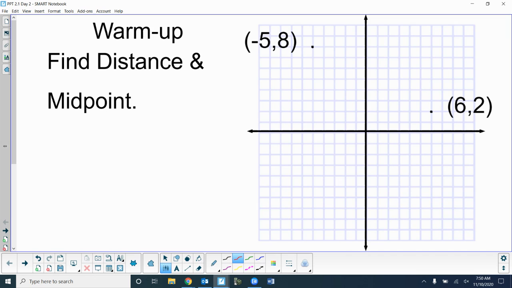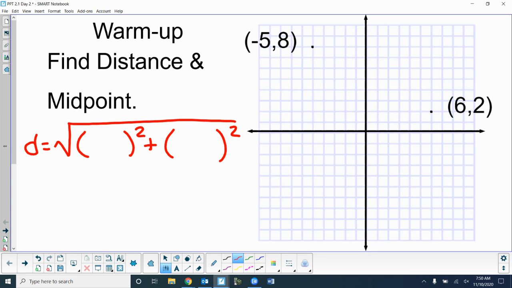All right, so distance. Jacob, what do I put in here? X1 and X2. All right, so which one do you want to make X1? What's that one? So, -5. Do I add or subtract to the other one? Okay, what's the other one then? 6. Oh, 8. Yeah, 8 minus 2.